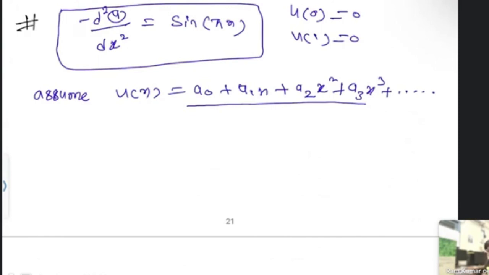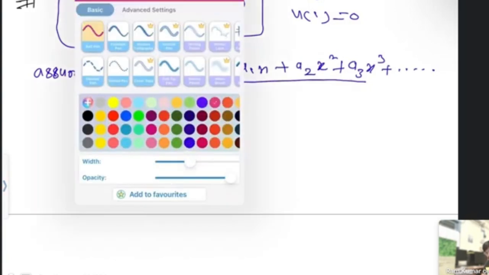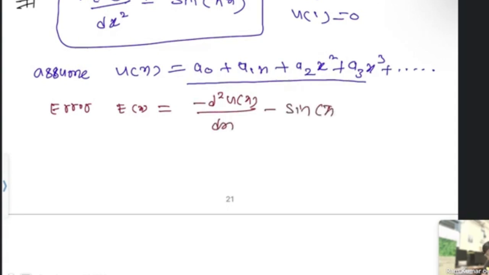This is an assumption, so we will get some error. If we assume something, then we are going to get some error. So I will say this error e(x) equals minus d²u/dx² minus sin(πx). Now this is the error we are getting.